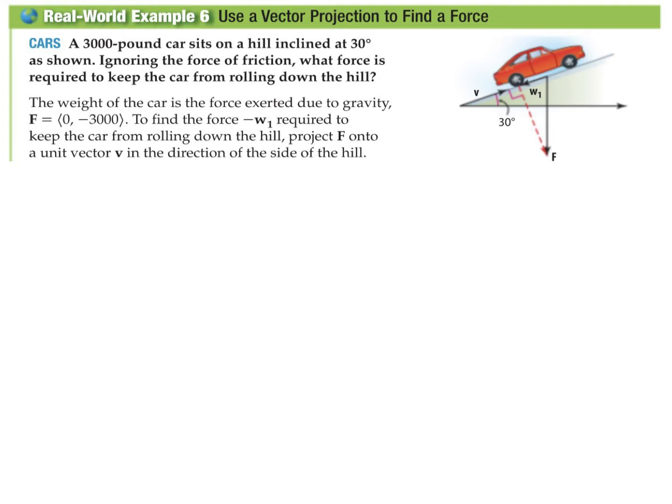So we want to find the force, which is negative W1, required to keep the car from rolling down the hill. So we're looking at the projection holding it in this direction when it wants to go this direction. So project F onto the unit vector in the side of the hill. First thing we need to do, we need to find the unit vector in the direction of the hill. How are we going to do that?